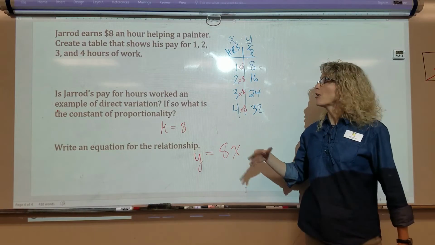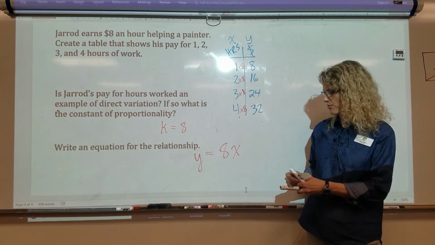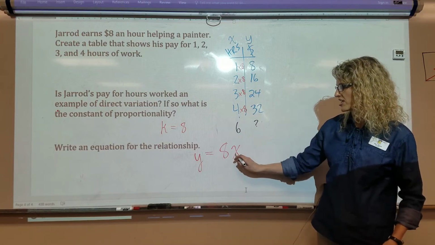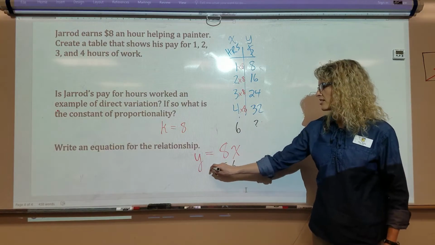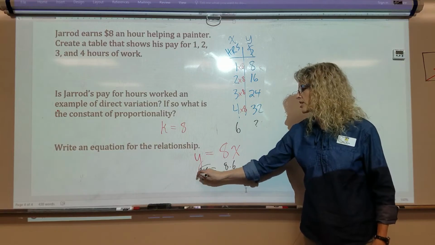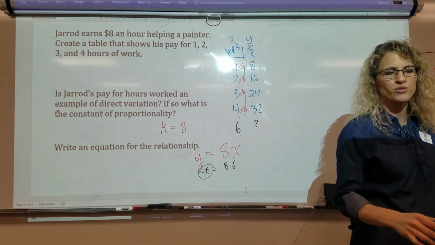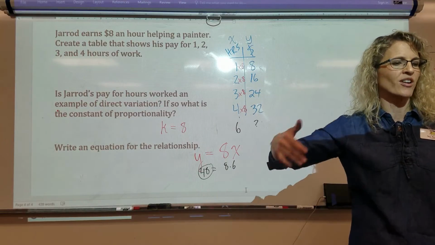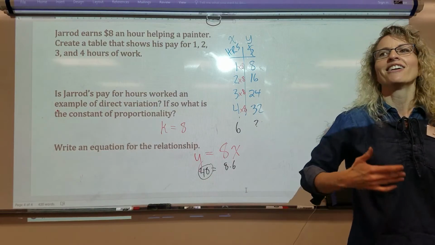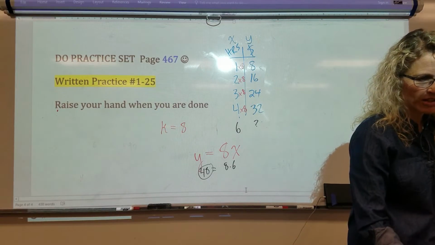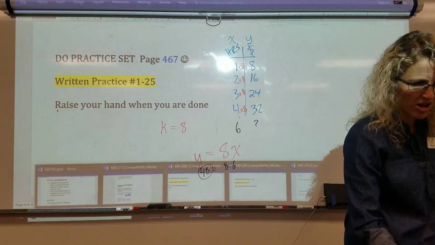Then I can say, hey, how much would I get paid for 6 hours of work? I could put a 6 right here, right? 8 times 6, that'd be 48. So I'd know, oh, I'd get $48. So that's the cool usefulness of taking a story problem, making a table, finding the k, writing an equation, and then solving a problem. We've got lesson 69 next, so just pause right there.